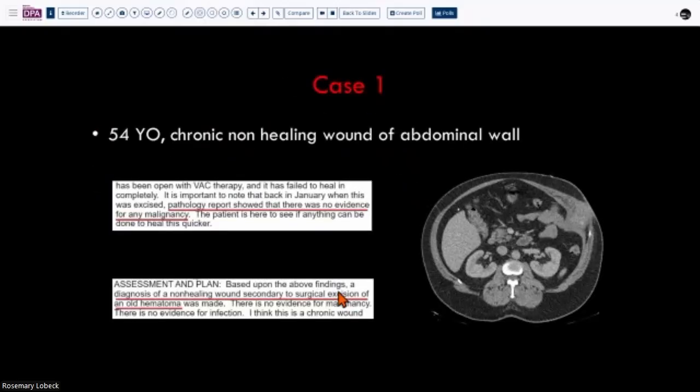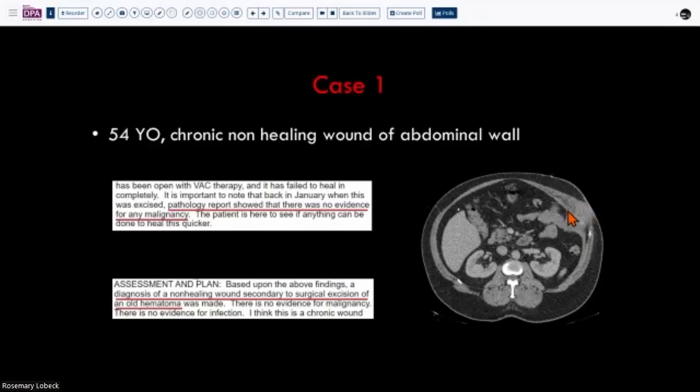So here's my red category case number one. We have a 54-year-old patient who presents with a chronic non-healing wound in the abdominal wall. You can see this over here. In the abdominal wall musculature, there is an ill-defined lesion that seems to push into the peritoneal cavity and also into the subcutaneous adipose tissue, with perhaps some ulceration of the skin.